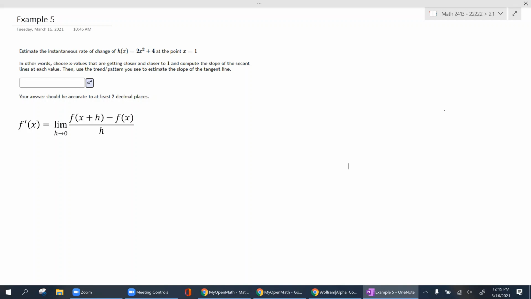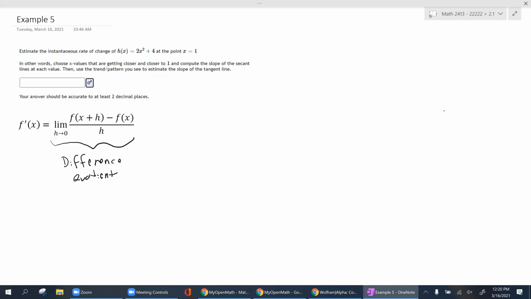Finding the instantaneous rate of change, you're going to use what's known as the difference quotient. My difference quotient is here. So, in other words, estimate the instantaneous rate of change of the given function h at that given x. Choose x values that are getting closer and closer to 1, and then compute the slope of the secant line at each of those values.